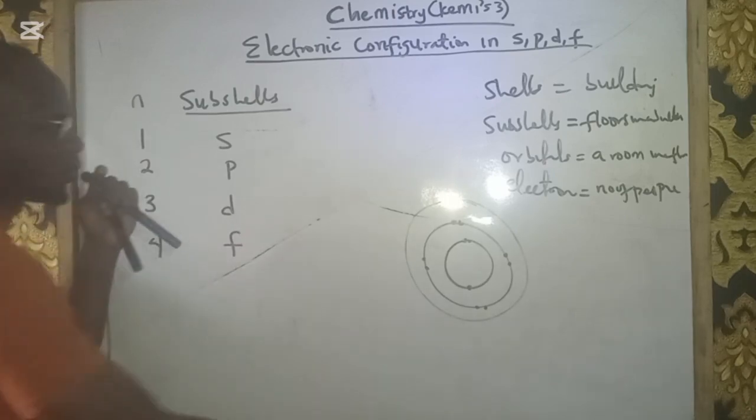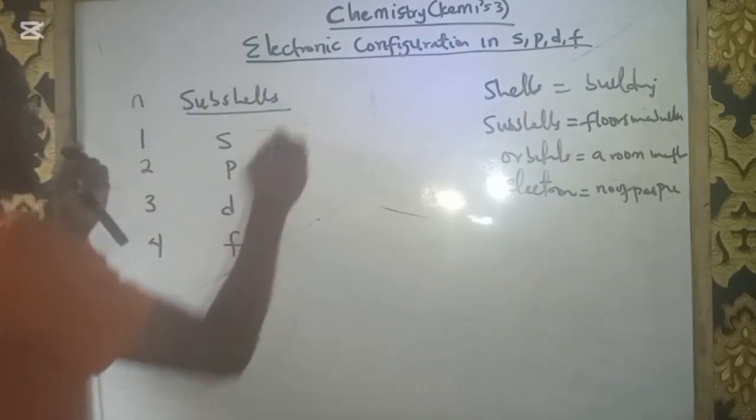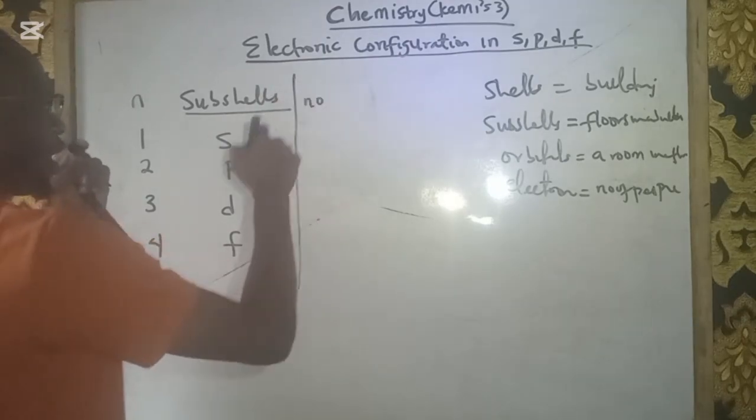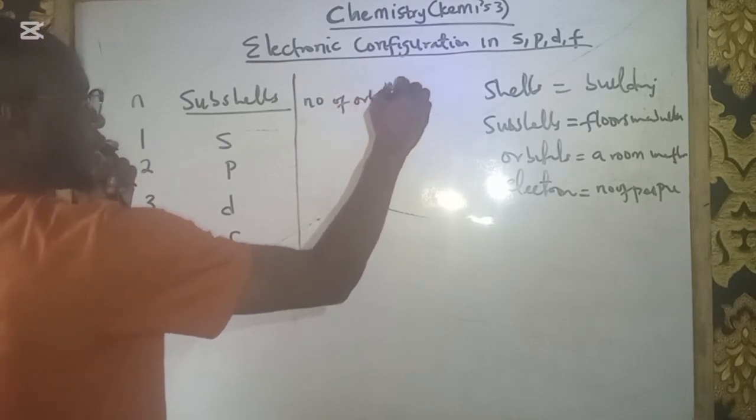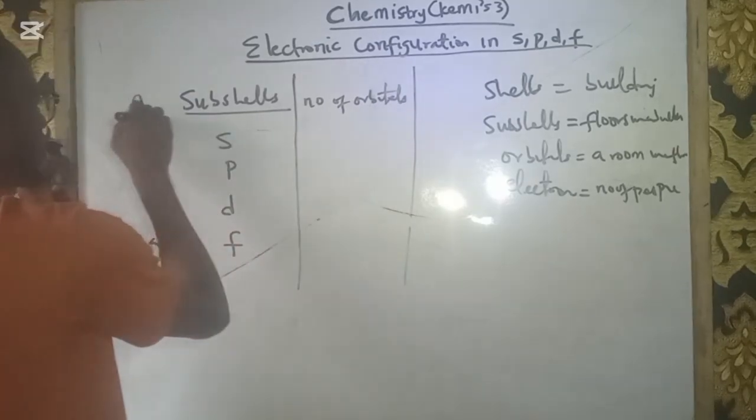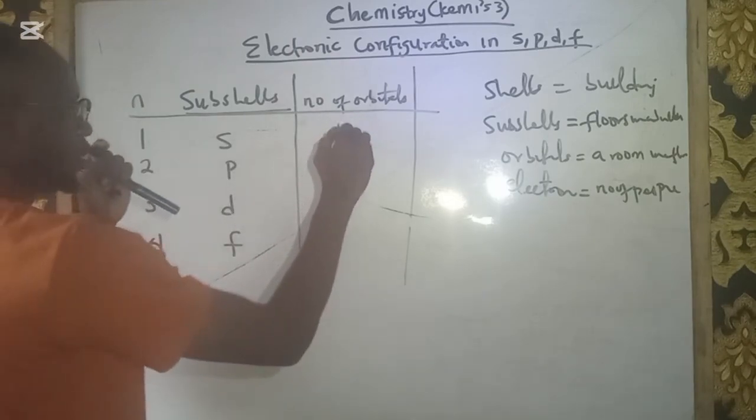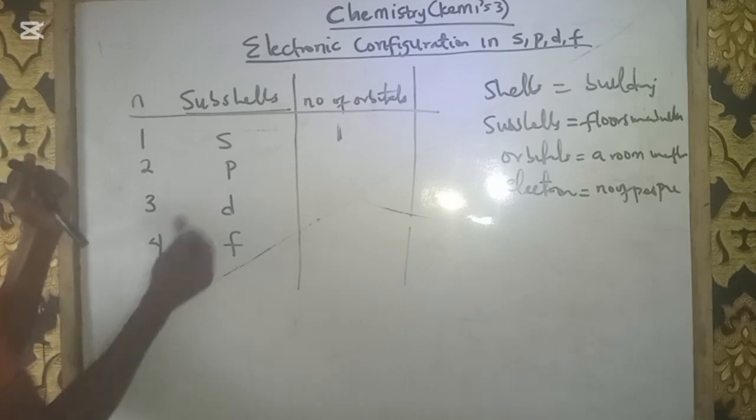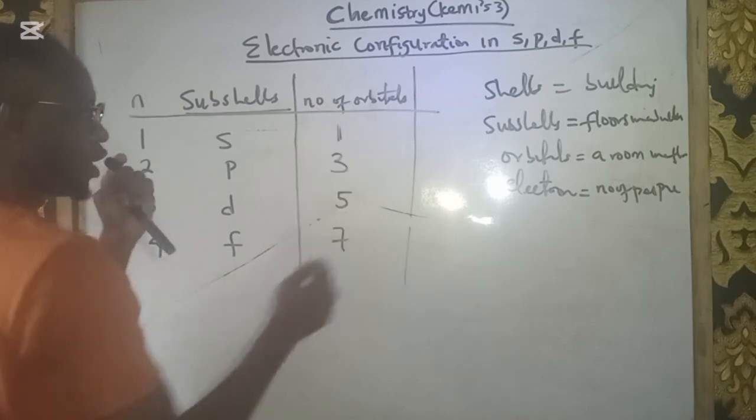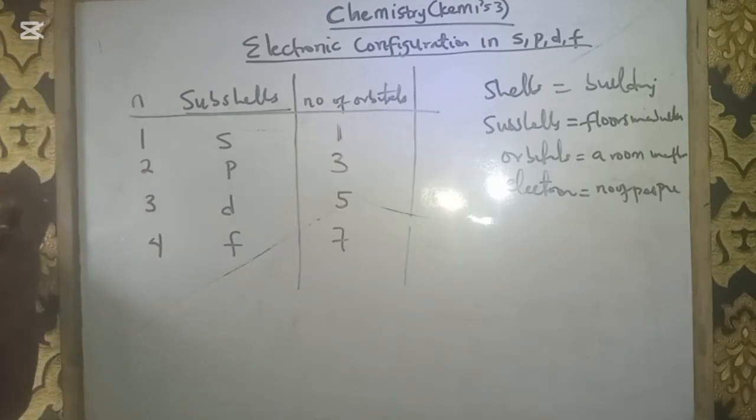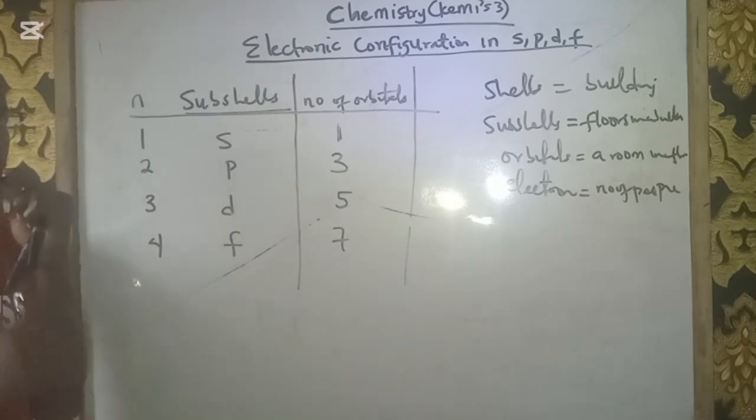So with that concept, we can get the number of orbitals for S, P, D, F. Like I said, the number of orbitals for S is simply 1, for P is 3, for D is 5, and for F is 7. So what do you observe? They are arranged in odd numbers. Number of orbitals for S is 1, P is 3, D is 5, and F is 7.